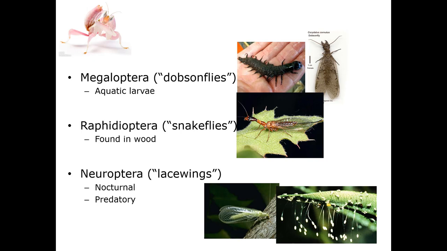So that's how we came to support right at the beginning that these three groups are very closely related. Okay, so the Raphidioptera, they are predatory organisms, both as the adults and the larvae, and they're characterized by that very elongate prothorax, hence the name snake fly. So they have that really long head and sort of quote-unquote neck region.